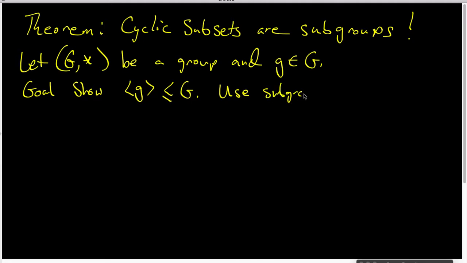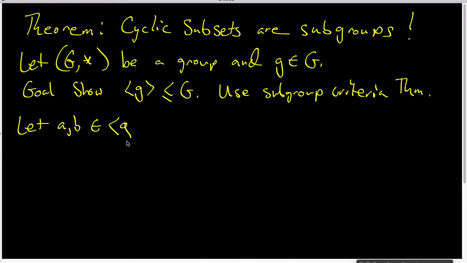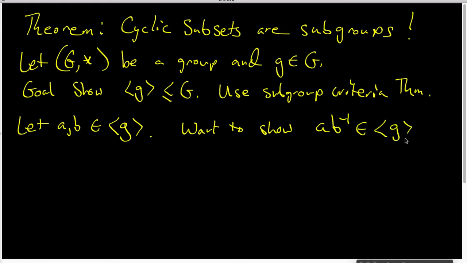So we're going to use the subgroup criteria theorem. And what the subgroup criteria theorem says to do is I want to pick any two elements inside the set that I am trying to show is a subgroup, and I want to show that this funny little product, A times B inverse, belongs to my subset. So I'm going to start with thinking about what that particular statement means.